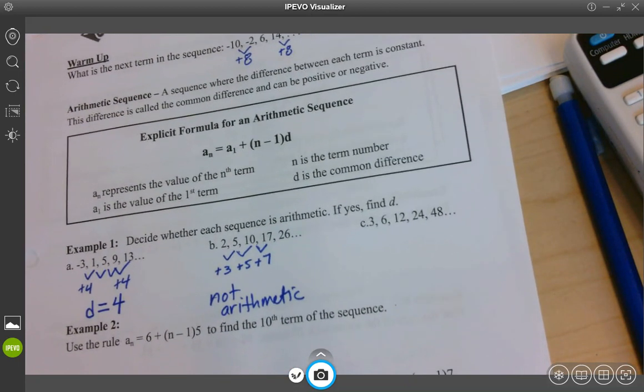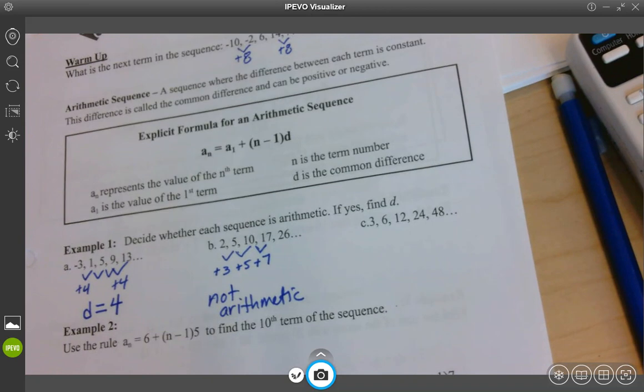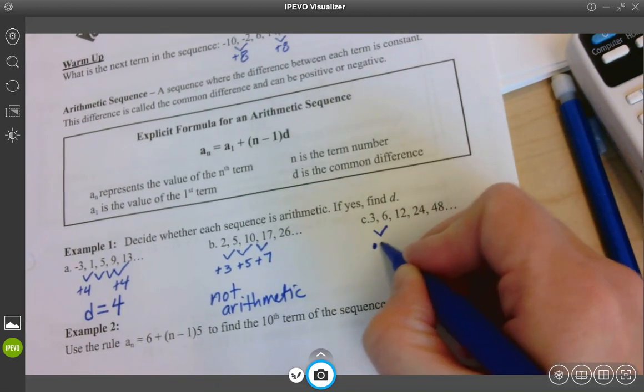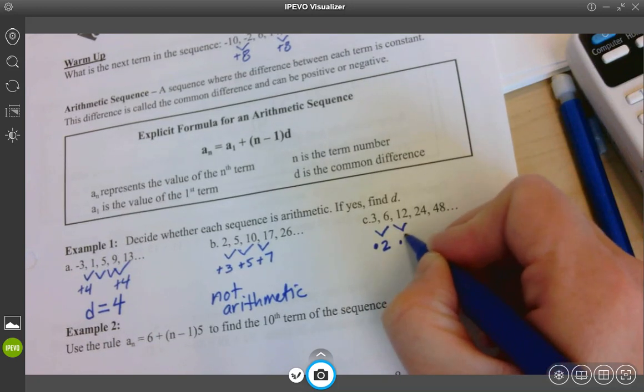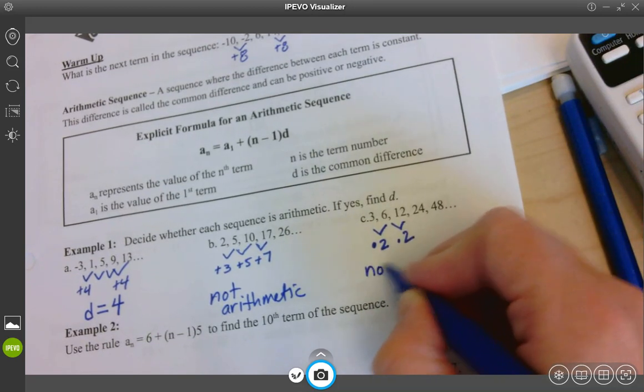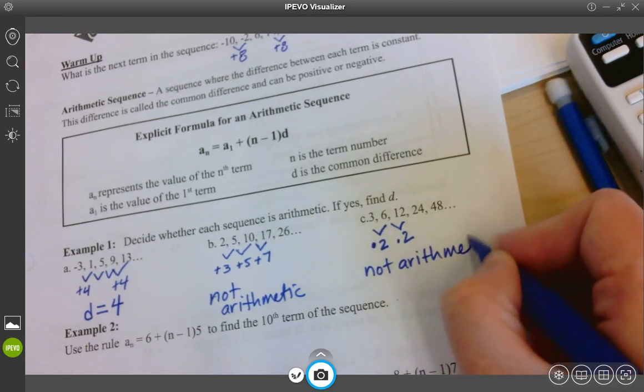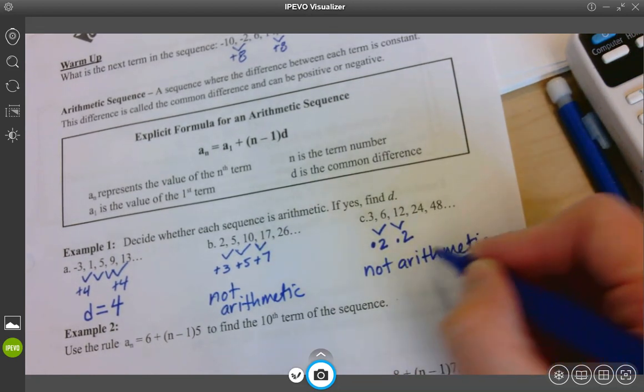All right. C, is it arithmetic? No. What's the pattern in C? Yeah, it's a multiplying pattern. You see that? So this one is times 2. Times 2. So it's not arithmetic. We're going to be talking about patterns like that one next time when we talk about geometric sequences and series.